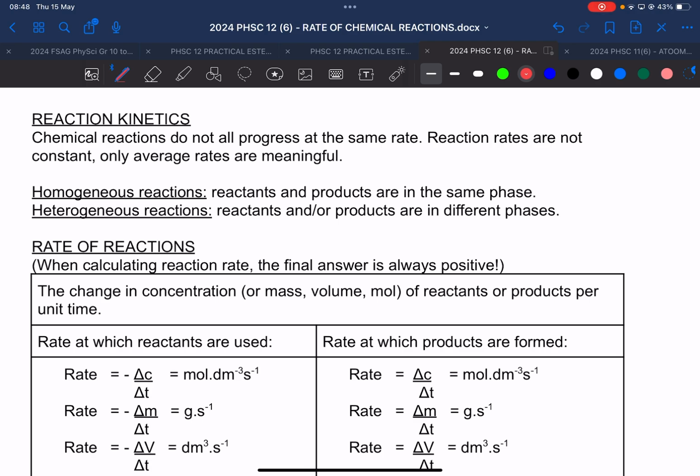It says there, reaction kinetics. Okay, let's just stop. What does the word kinetic refer to? Kinetic refers to movement. Think of kinetic energy, movement. Okay, right. So, reaction kinetics, reaction motion. Chemical reactions do not all progress at the same rate. Okay, meaning they don't take place at the same rate, at equal speeds. Some take very short, some take very long.